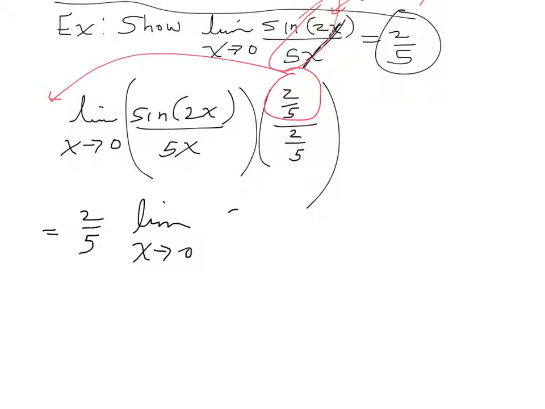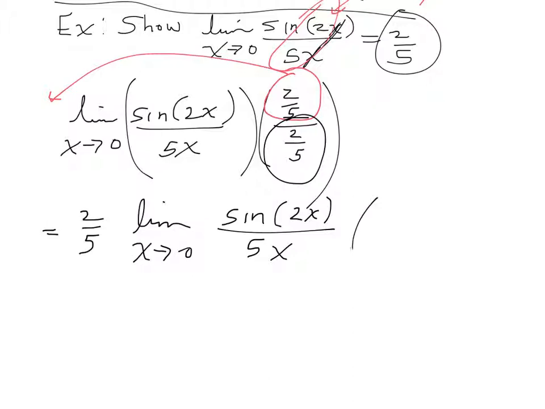All right, so sine of 2x over 5x. That piece, remember when you divide a fraction, you flip and multiply. So that's this bottom piece right there. I just flipped it and multiplied.